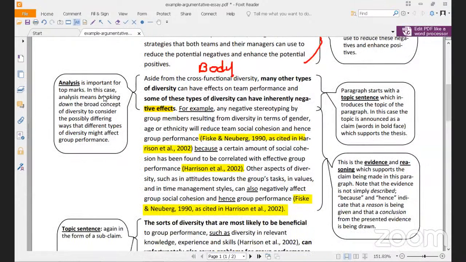Okay. Now, here we have underlined words. For example, because, also, hence. How do we call these words?